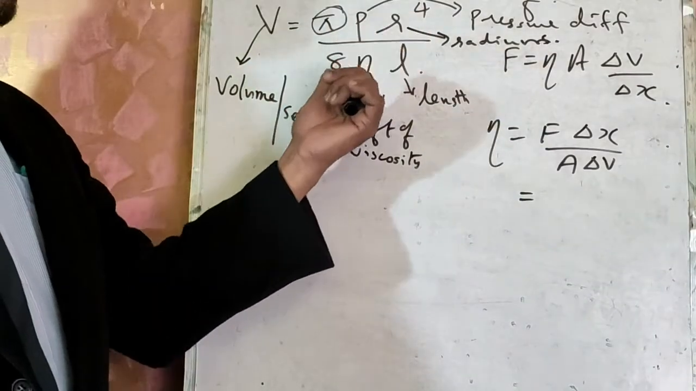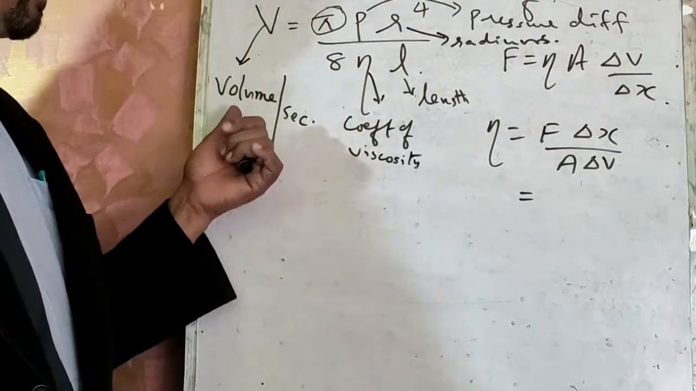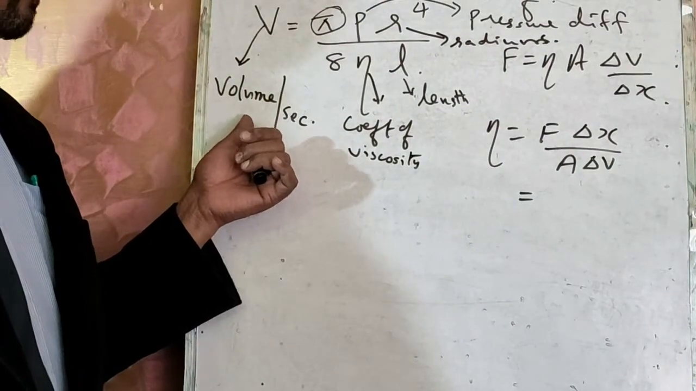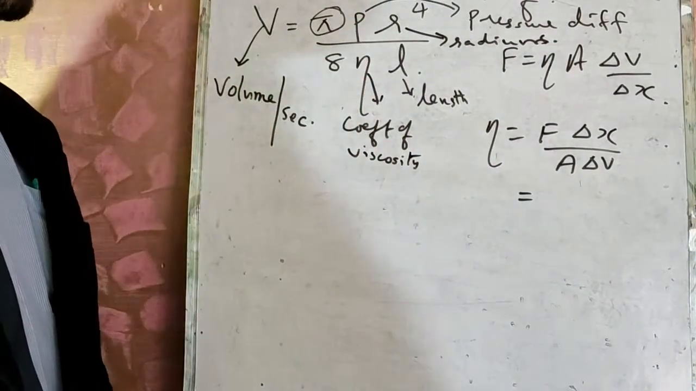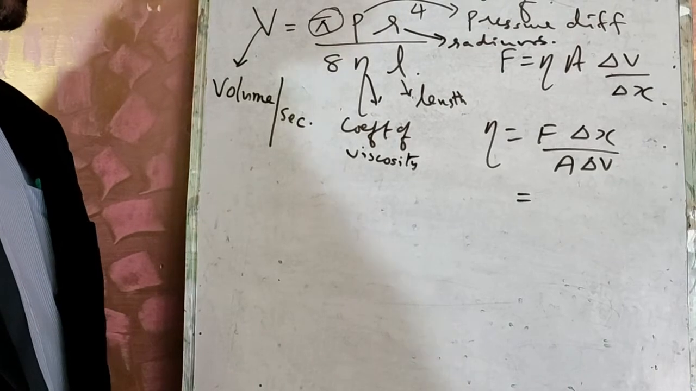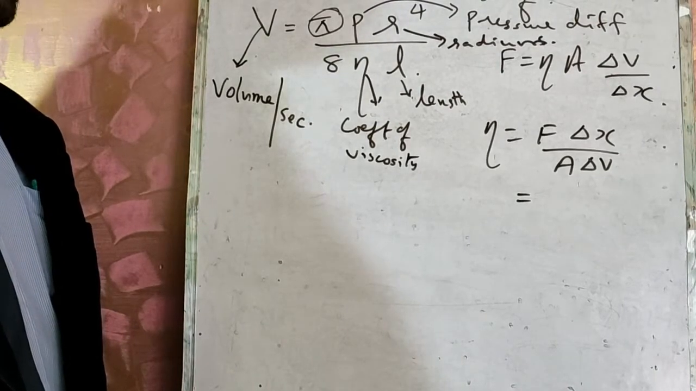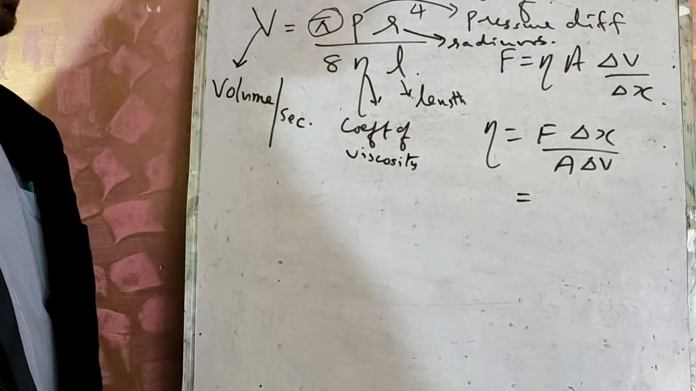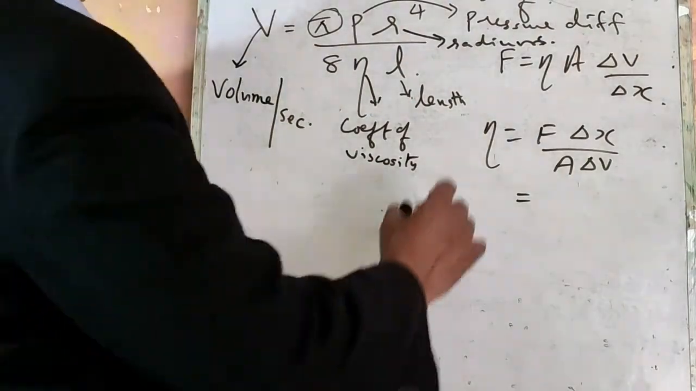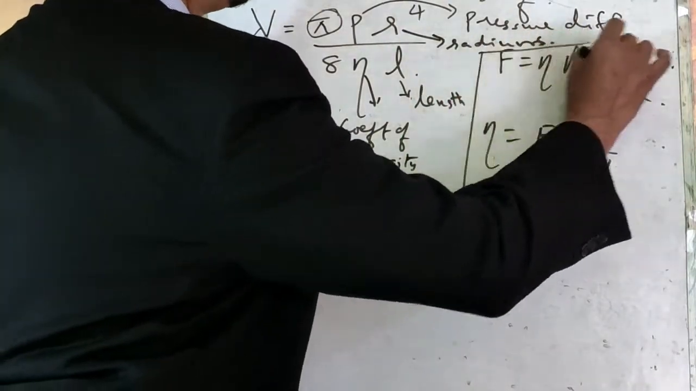V is equal to pi P r raised to 4 by 8 eta L, where V stands for the volume of the liquid flowing through the pipe in 1 second, P is the pressure difference between the ends of the pipe, r is the radius of the pipe, eta is the coefficient of viscosity and L is the length of the pipe. You can check whether this formula is right or wrong.